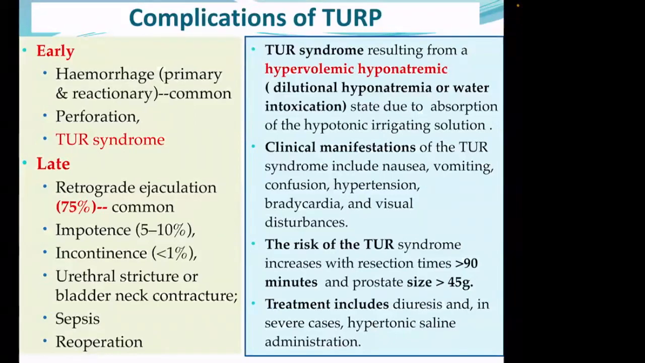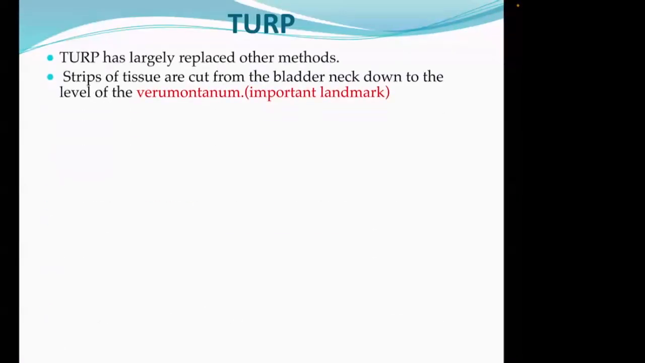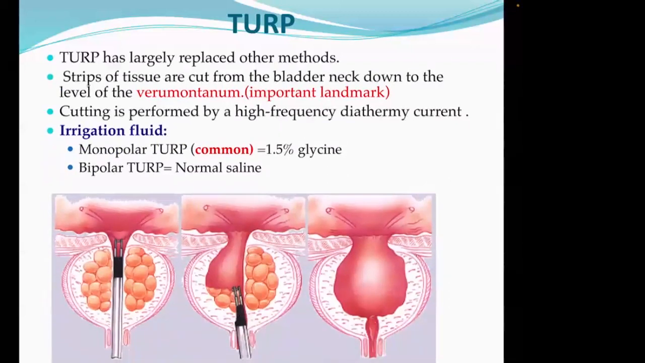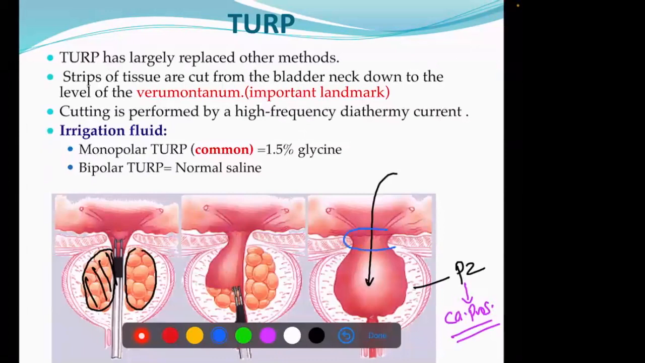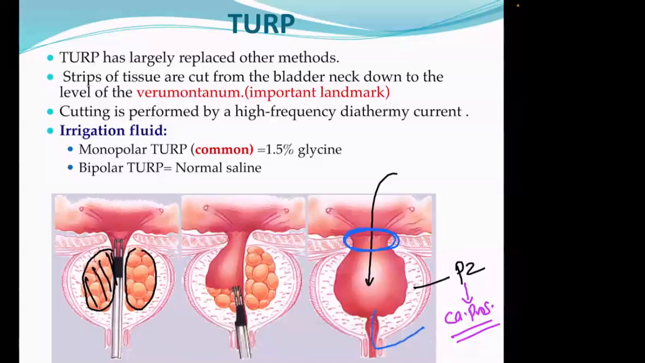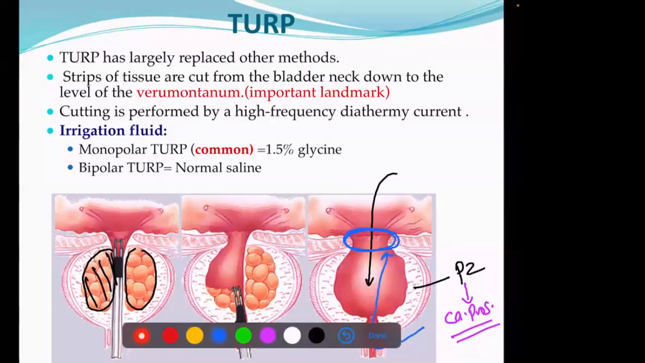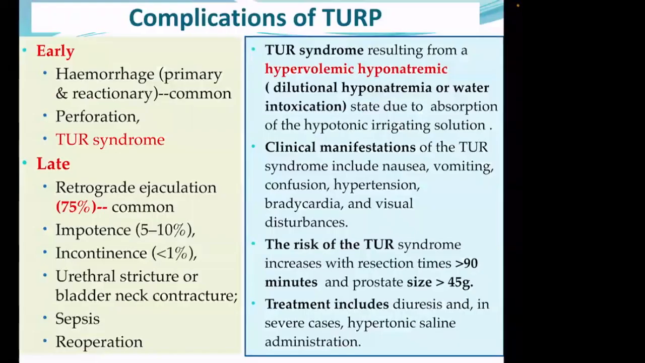Late complications. One of the very common complications is retrograde ejaculation. See this picture. So what you have done is you have removed the chunk of muscles around the bladder neck, right? So whenever there is ejaculation, this bladder neck will not contract effectively and can cause retrograde ejaculation.